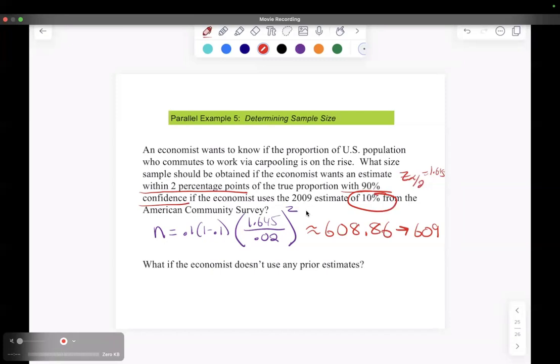Okay. So now we're going to look at if the economist didn't get any prior estimates. So he doesn't have any prior estimates or for some reason doesn't want to use them. So remember, in that case, you will just use 0.5 as your p hat. So we're going to do this again using 0.5 as my p hat. Okay, so go ahead and put that in your calculator.